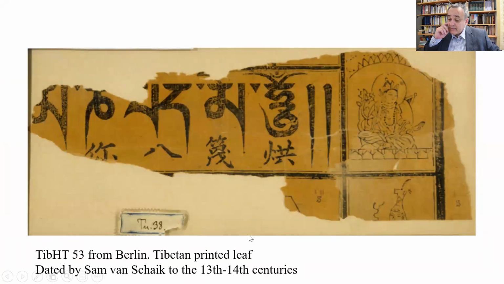And then the earliest printed text I was able to find where Chinese goes that way is this fragment from Berlin. And Sam van Schaik, in a study that's largely talking about this print, dates it to the 13th or 14th century. So you can see that the Chinese is the transcription of the famous Tibetan prayer or mantra, Om Mani Padme Hum. So here we have the Ni Padme Hum. And it's very clear that it goes from left to right. And it's a printed text.